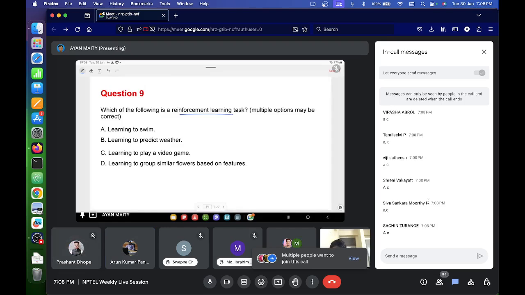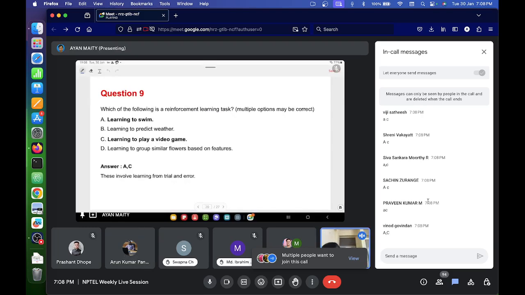Okay, most of the answers in the chat are also A and C. Yeah, most of you are saying A and C. A and C are the correct answers here.